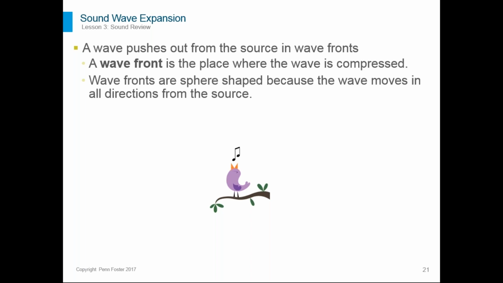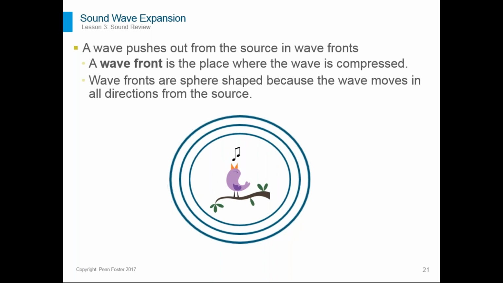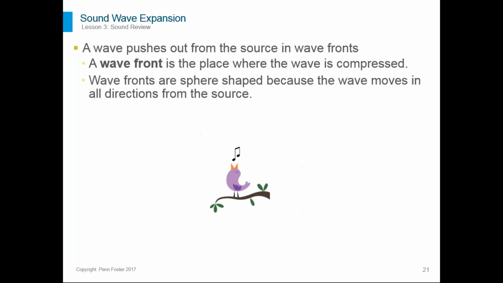So, when a primary source makes a sound, the waves push out from around the sound in all directions. And the place where the waves make a compression is called a wave front. So the wave front is kind of directed out in all directions at once, making a sphere around the source of the sound.